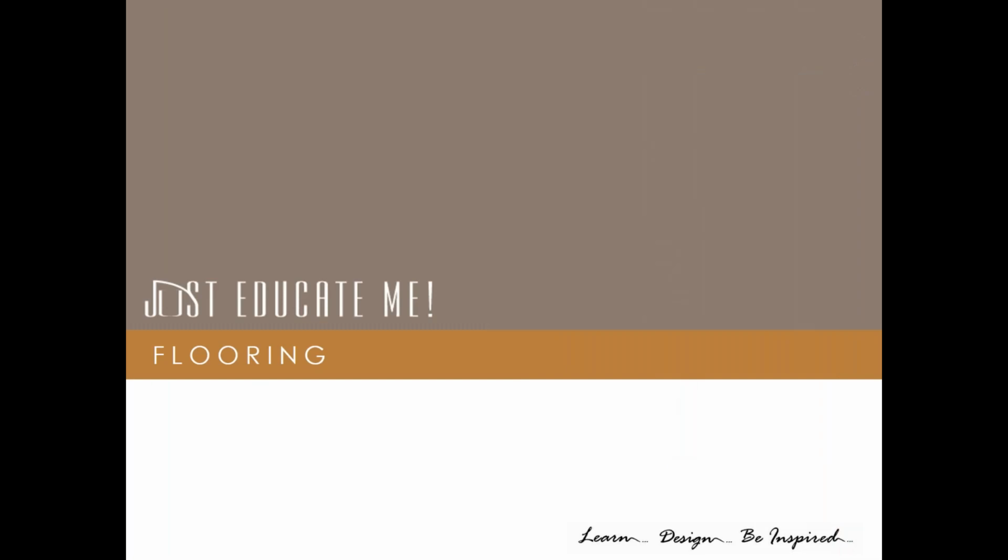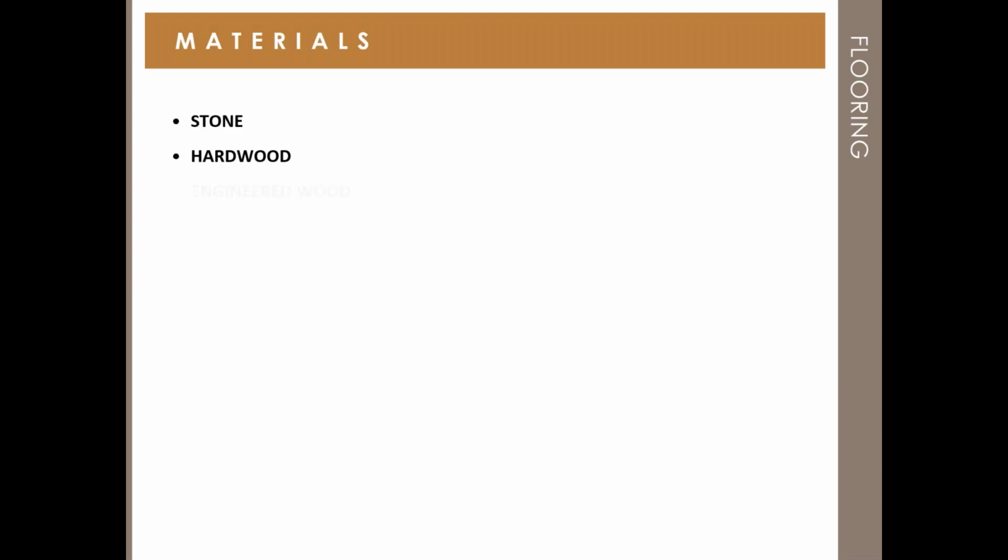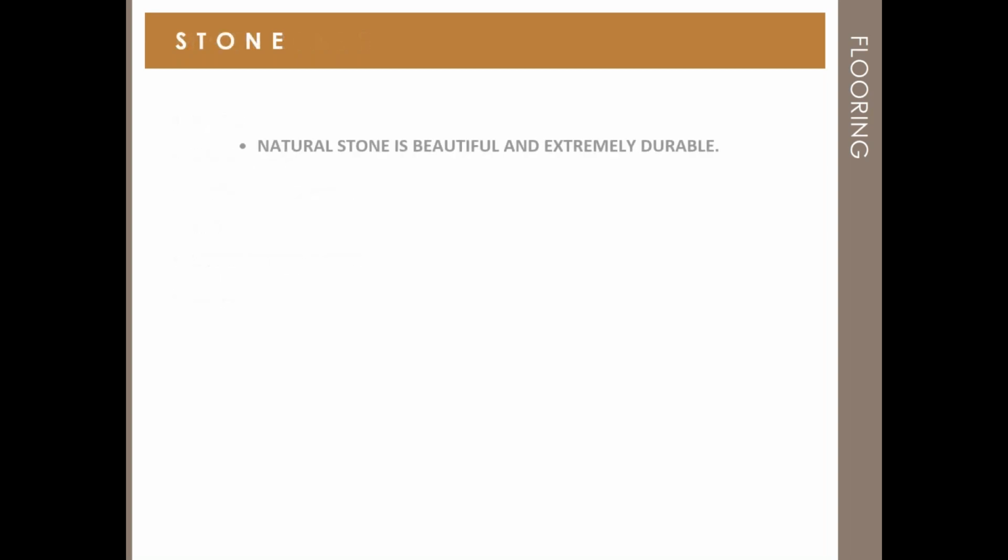Okay, we're going to end today with flooring. Different materials for a floor: stone, hardwood, engineered wood, tile, laminate, vinyl. Stone. I have to tell you, I don't put much stone in at all anymore because of porcelain tile. Porcelain tile today looks just like stone, and you don't have to seal it. You don't have to worry about it.